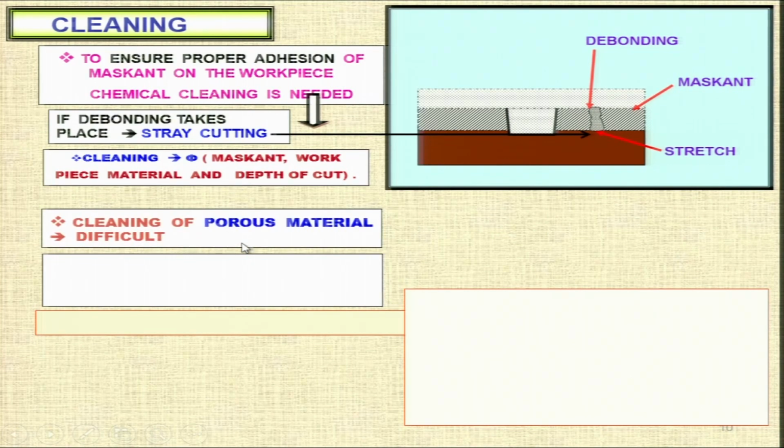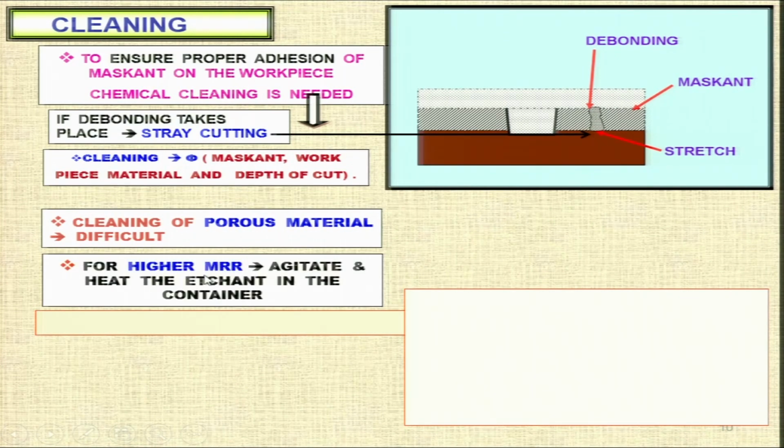Cleaning of porous material is very difficult, and it is not very effective in most of the cases. For higher material removal rate, agitate and heat the agent in the container. I have already told you in the earlier slide that if you raise the temperature of the agent, material removal rate is going to be higher, and if you agitate or stir the solution or the agent in the container, then whatever reaction products are there, they will get distributed, and you will get a properly machined component.